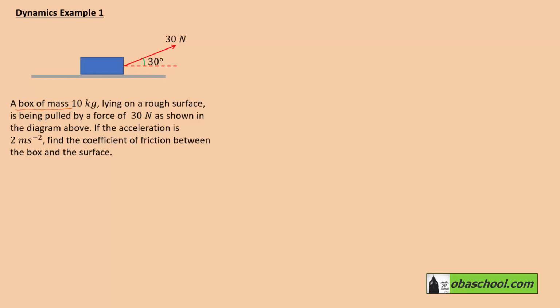A box of mass 10 kilograms lying on a rough surface is being pulled by a force of 30 newtons as shown in the diagram above. If the acceleration is 2 meters per second squared, find the coefficient of friction between the box and the surface. So of course the acceleration must be in this direction along the slope.